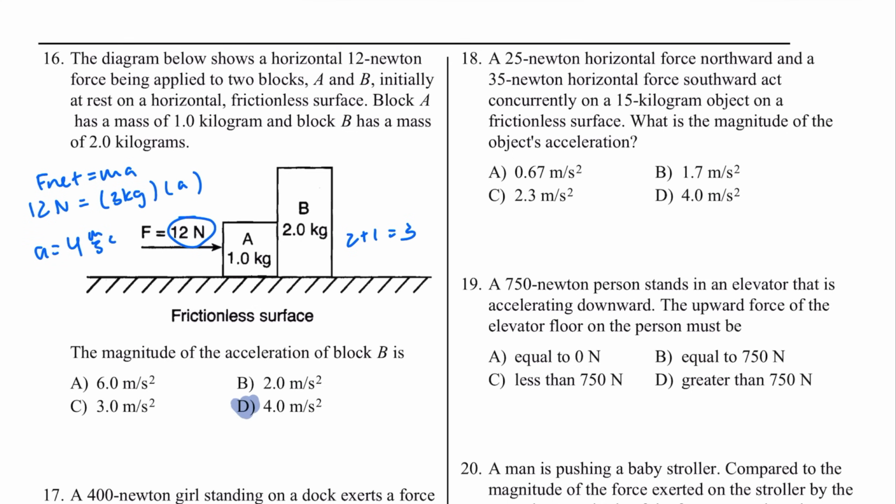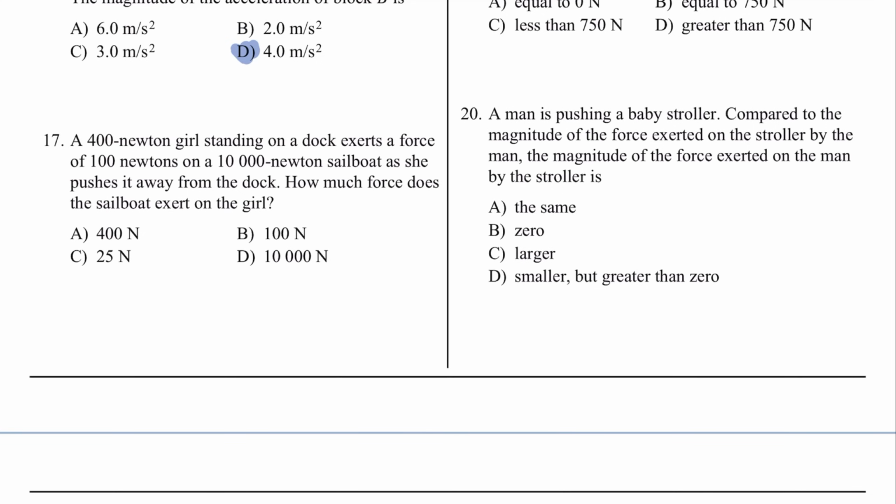17. A 400 Newton girl standing on a dock exerts a force of 100 newtons on a 10,000 Newton sailboat as she pushes it away from the dock. How much force does the sailboat exert on the girl? Okay, so this is Newton's third law. For every action, there is an equal and opposite reaction. So the girl exerts a 100 Newton force on the sailboat, so the sailboat is going to exert a 100 Newton force back onto the girl. So the answer is choice B.